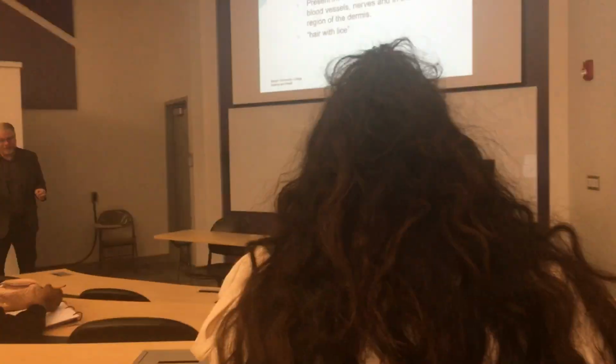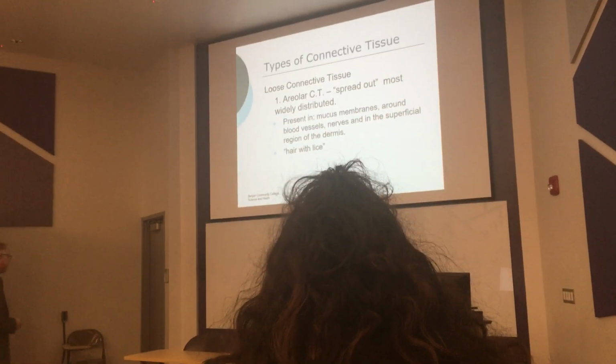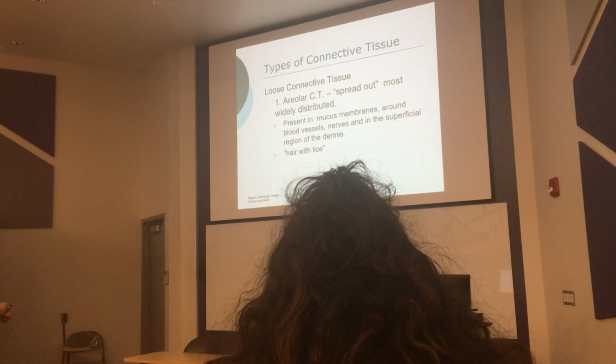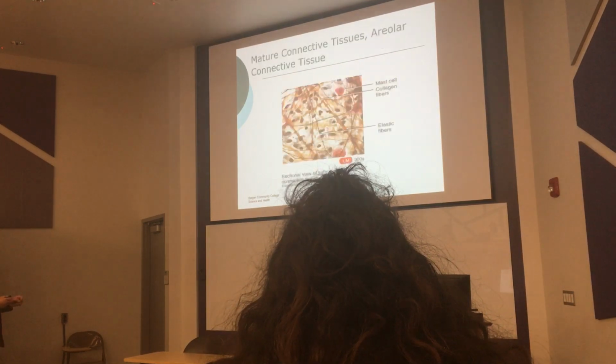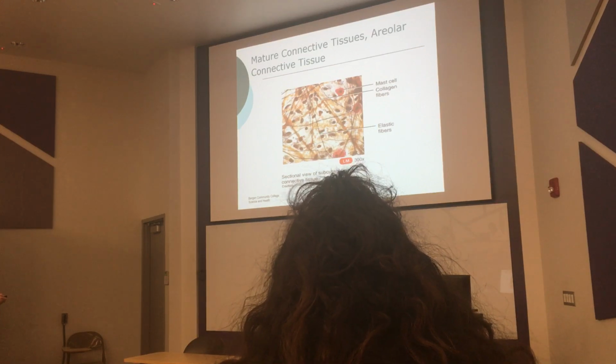Areolar connective tissue: any place you have fat, you're going to have areolar connective tissue supporting it. On a slide, when you look at it microscopically, it looks like hair with lice. These are the cells, and they look like the lice or the nits. And these are the fibers: the big, thick collagen fibers and the thin, elastic fibers here.